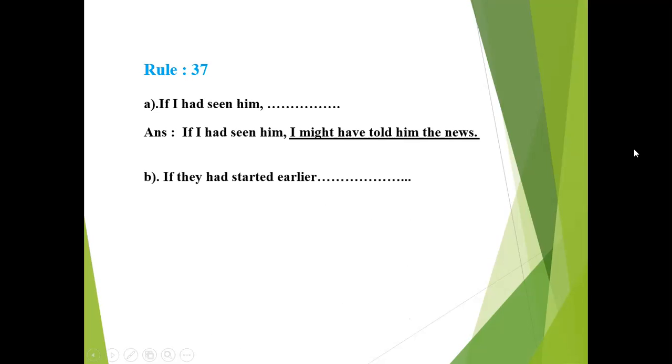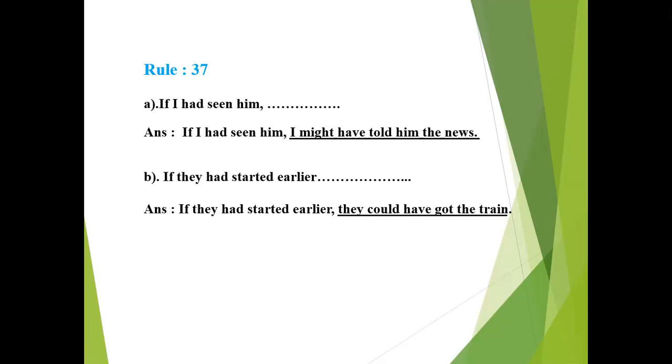B. If they had started earlier, dash. If they had started earlier, they could have got the train. Here if plus past perfect tense plus perfect conditional is used to make an incomplete sentence complete.